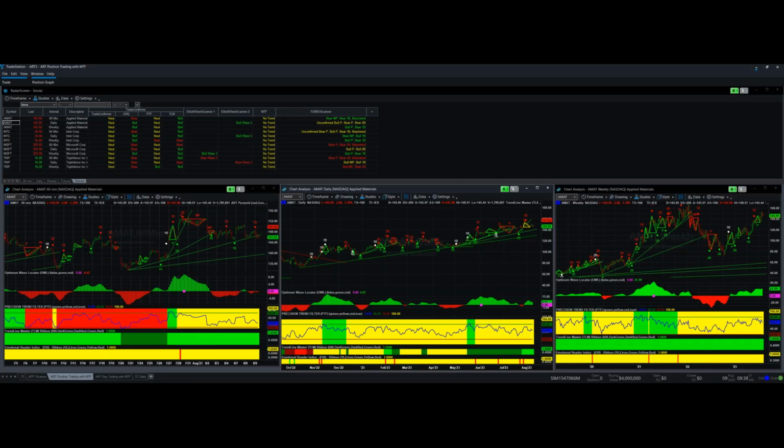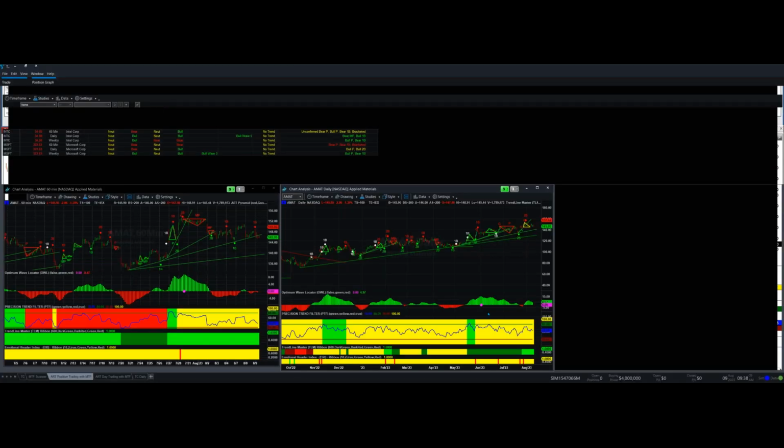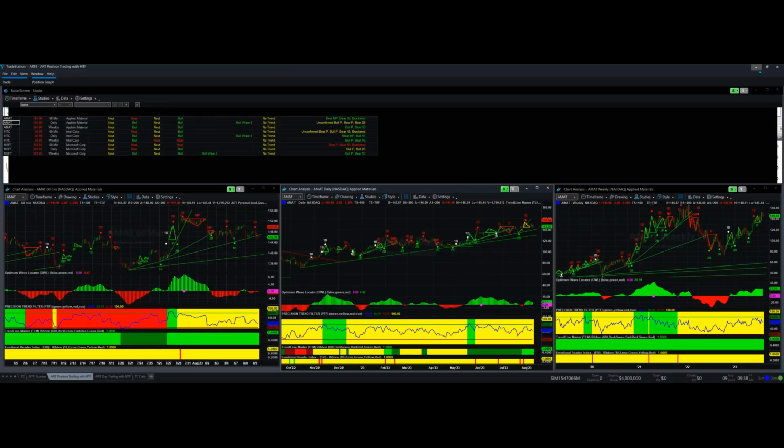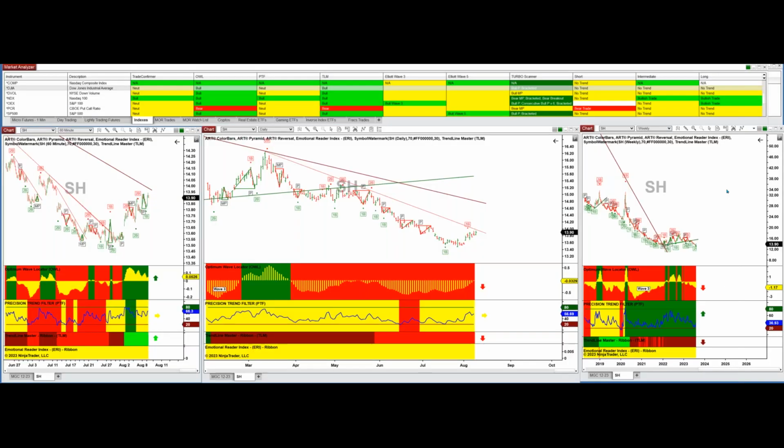Okay, so here's TradeStation, here's Ninja. Notice I have 3 charts up of basically the same symbol on both of those platforms. So whether you're using TradeStation or Ninja, you'll always see 3 charts up of different time frames. That's called multiple time frame analysis. If you have any questions on that, feel free to ask as well. All right.